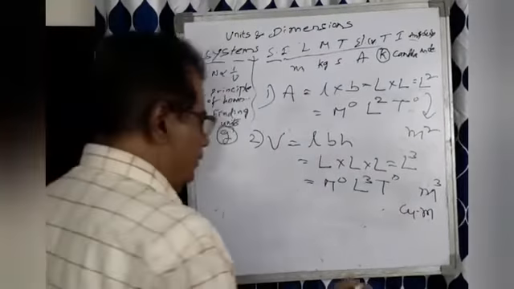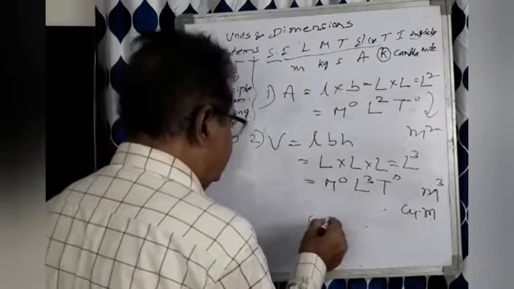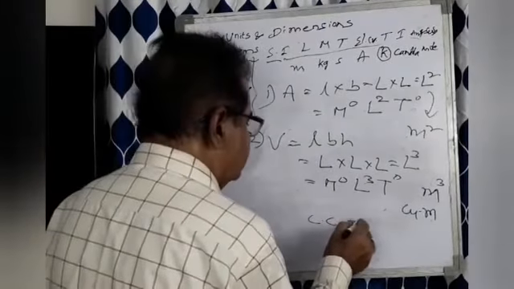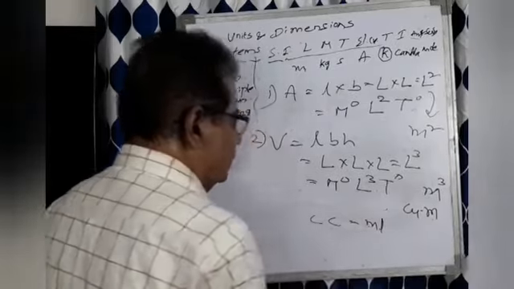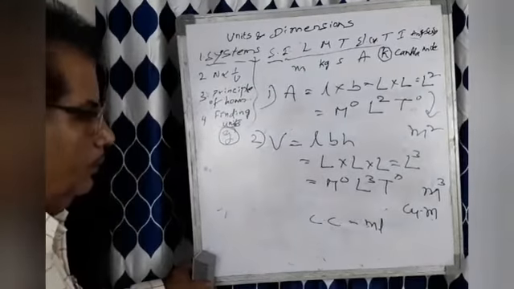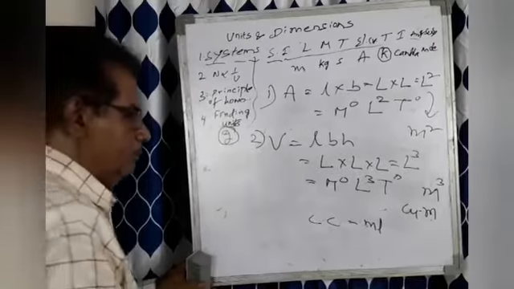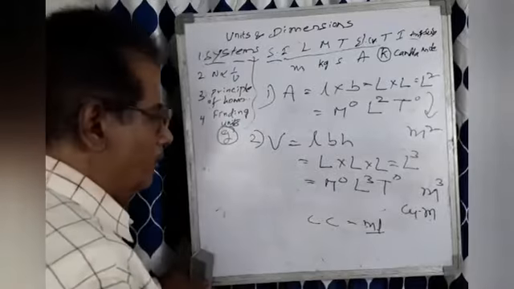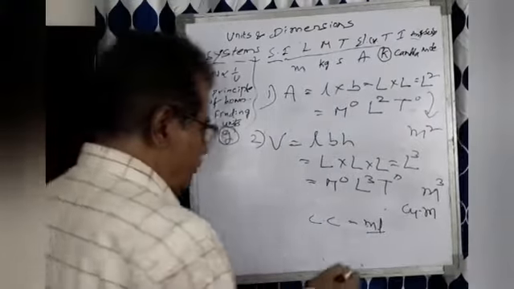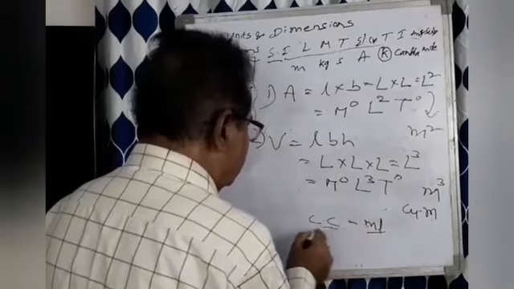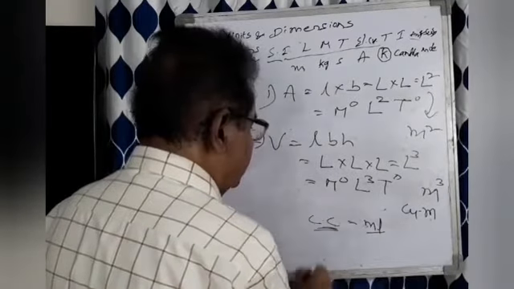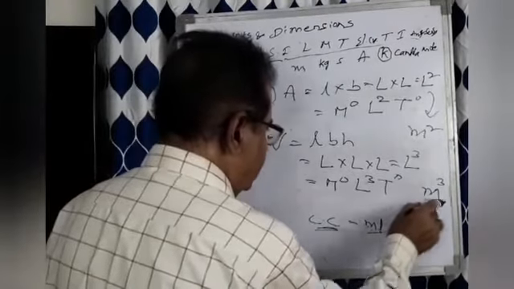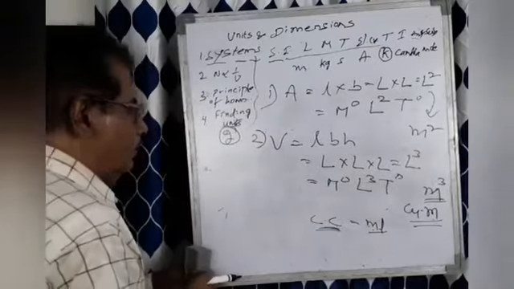Sometimes mostly you will see cc, cubic centimeter. Cubic centimeter means 1 ml, 1 milliliter. 100 ml or 1000 ml. 1000 ml is 1 liter. On the water bottles, it is written as 1 liter or 1000 ml. So 1000 ml means 1000 cc. Cubic centimeter is equal to 1 milliliter. Cubic meter, meter cube. Like that, the unit of volume you can get.